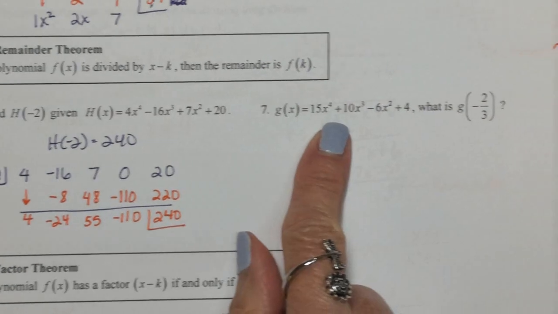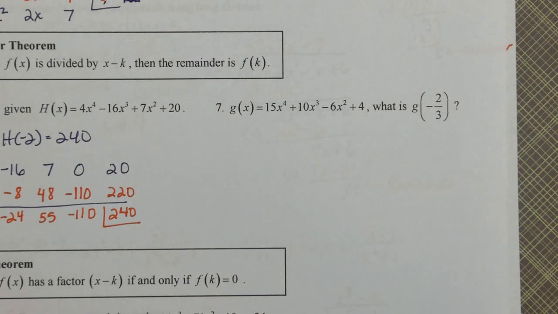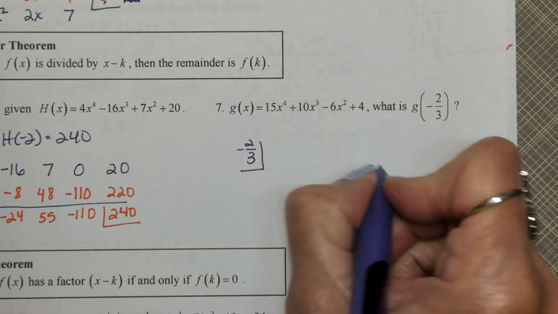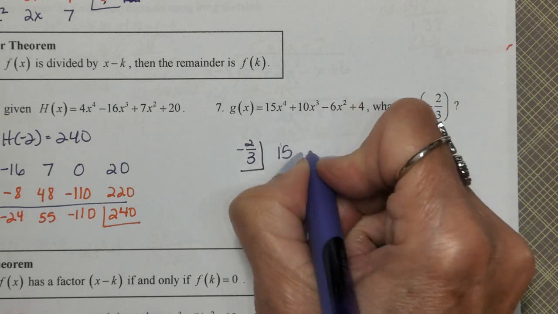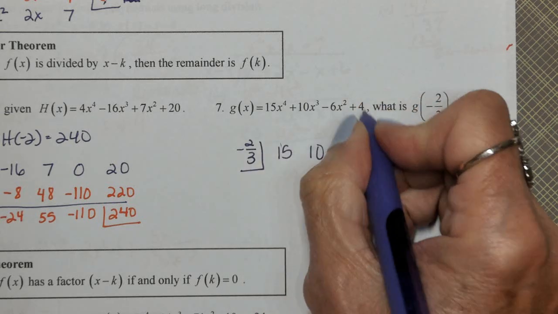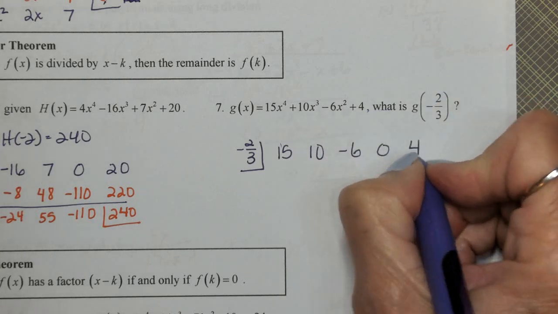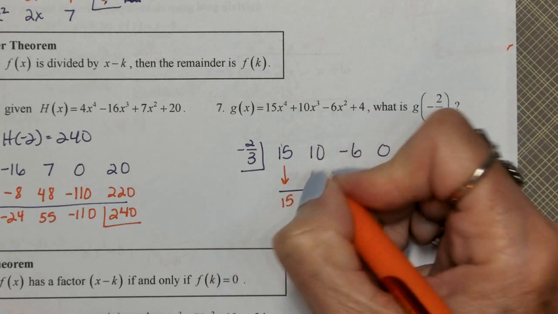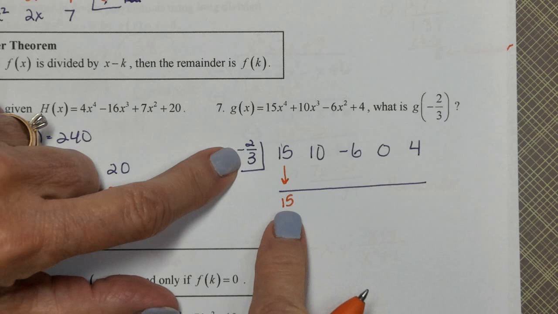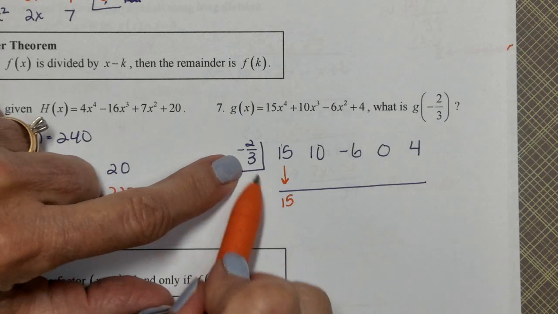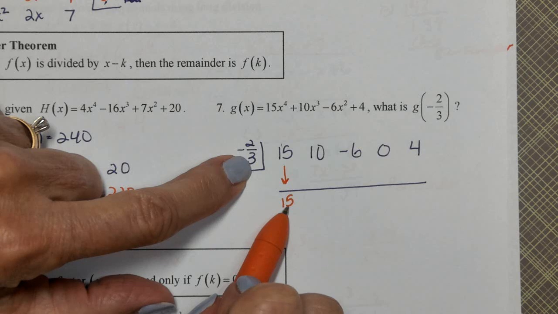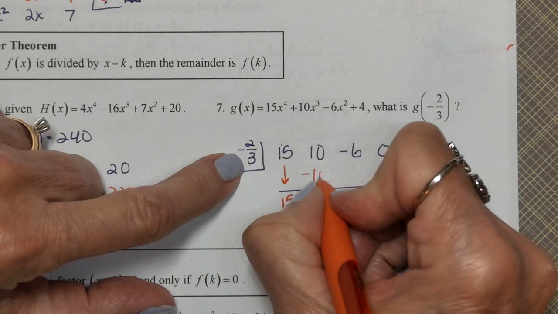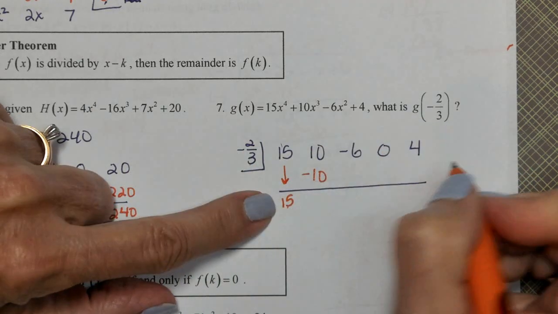Okay, let's do another one. This is g. Find g of -2/3. So I'm putting -2/3 into the box. 15, 10, -6, another 0, and 4. Bring down your first number. -2/3 times 15. In my mind, 3 goes into 15 5 times, so the 3's cancel out and we just have 5 times negative 2 is negative 10. 2/3 of 15 is 10.